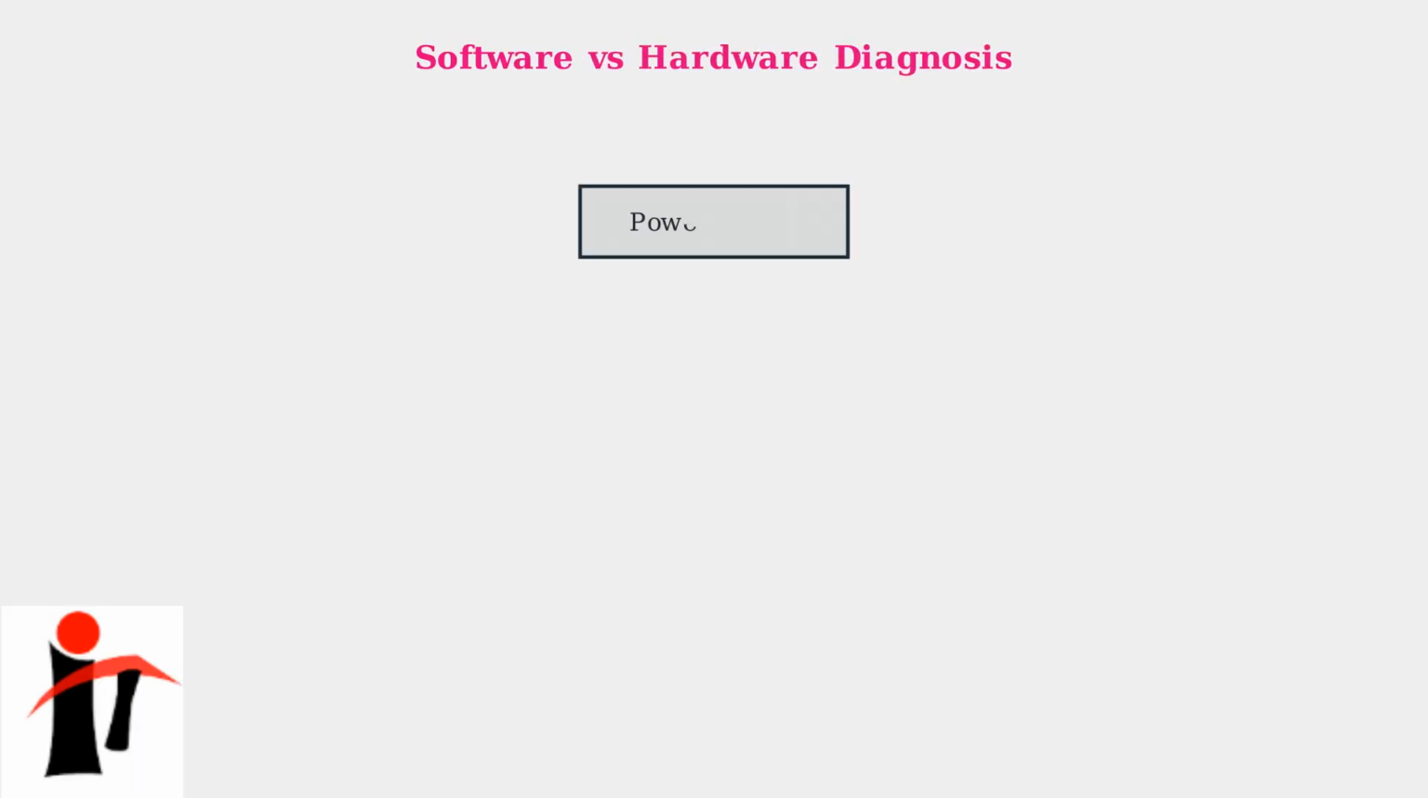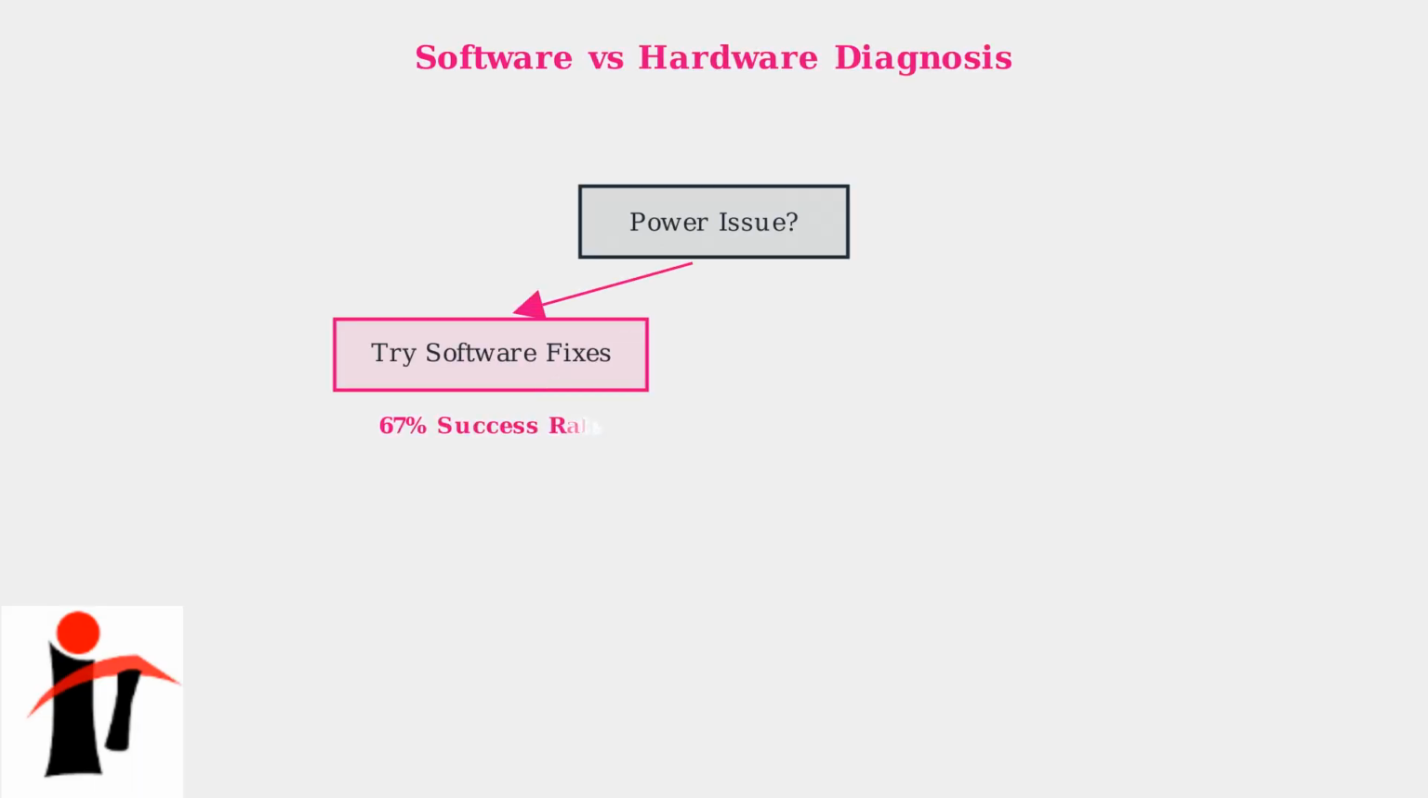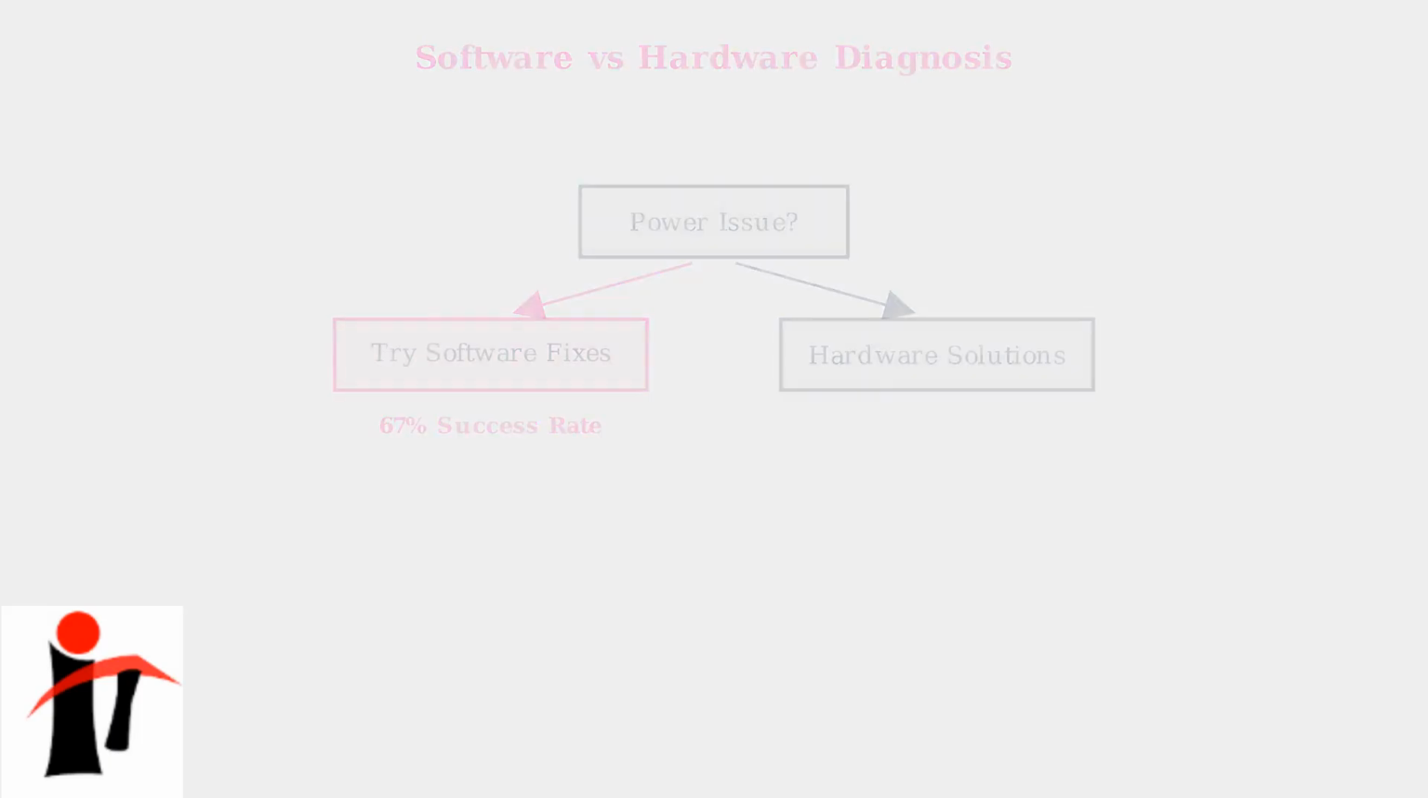Start with software solutions first. These have a 67% success rate and cost nothing to try. If software fixes don't work, then consider hardware solutions. The factory reset is your first line of defense. This process clears software glitches and corrupted settings that often cause power issues.